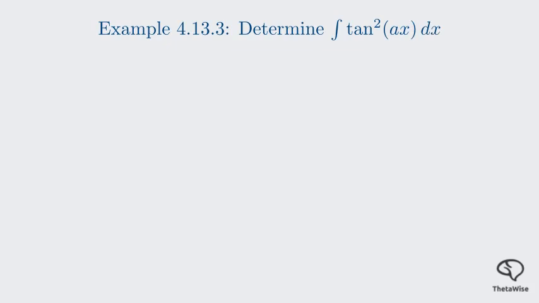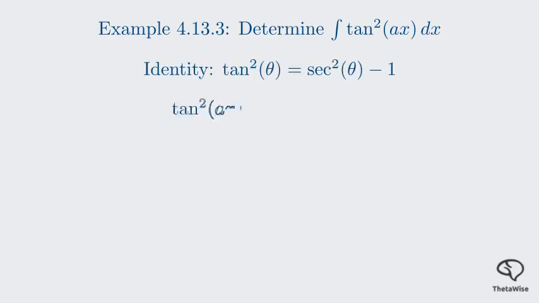Next, let's look at the integral of tangent squared. The problem is to determine the integral of tangent squared of ax with respect to x. As we discussed, for tangent and cotangent, we use the Pythagorean identities. The relevant identity here is tangent squared theta equals secant squared theta minus 1.